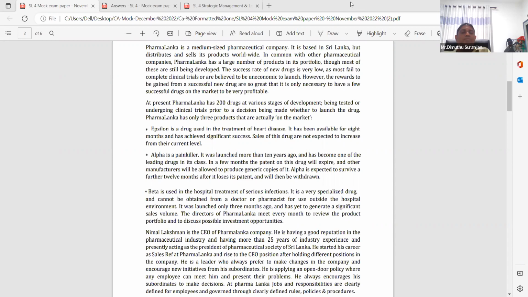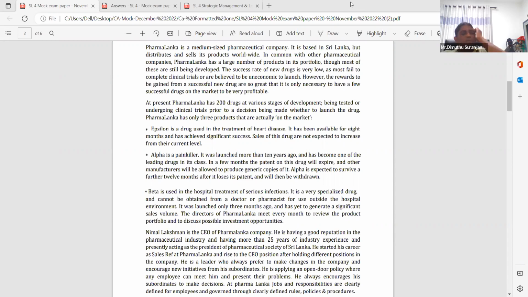Epsilon is a drug used in the treatment of heart disease. It has been available for 8 months and has achieved significant success. Sales of this drug are not expected to increase from their current level. So that is a product which is in the market. They have achieved tremendous success in the past 8 months. But for the future, we think there will be no room for growth. Constant sales can be expected.